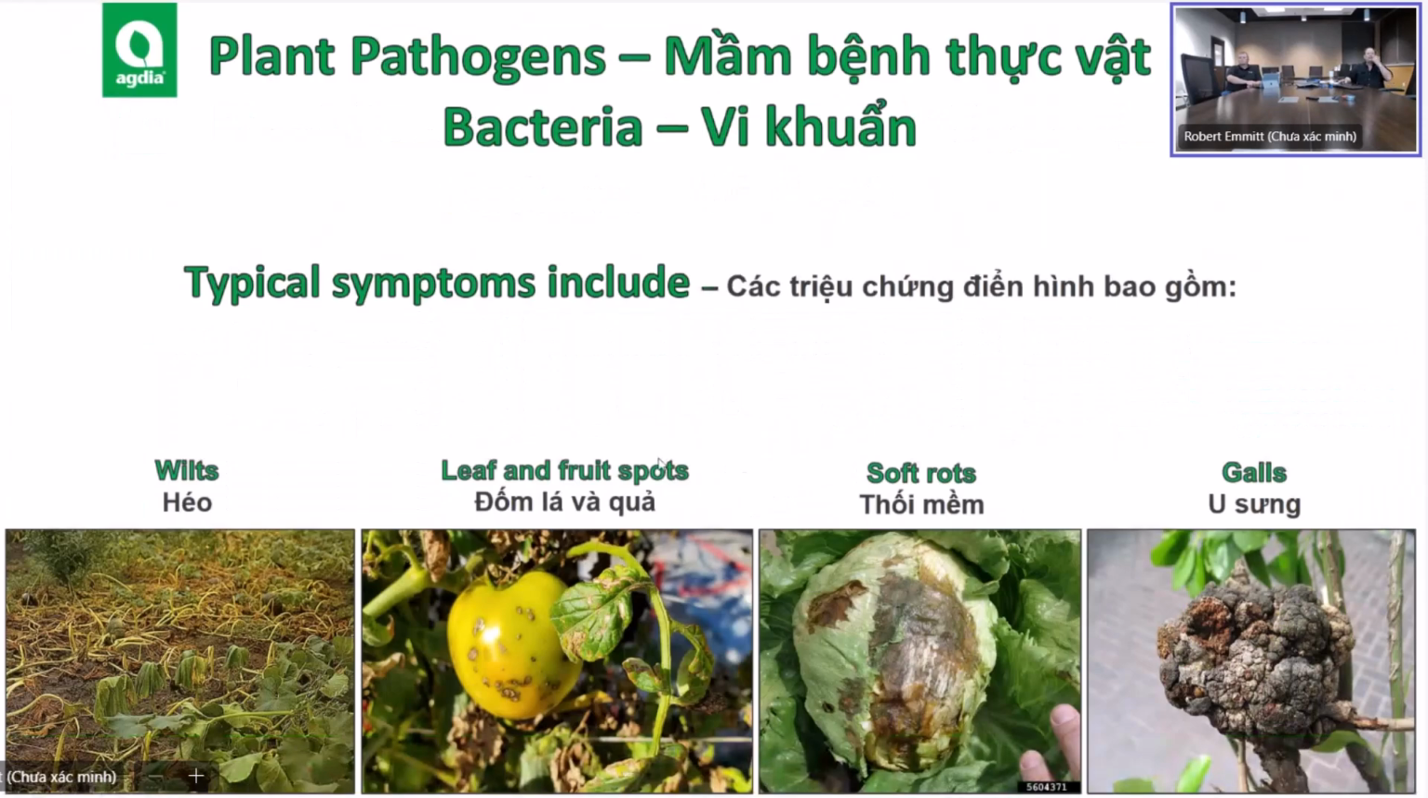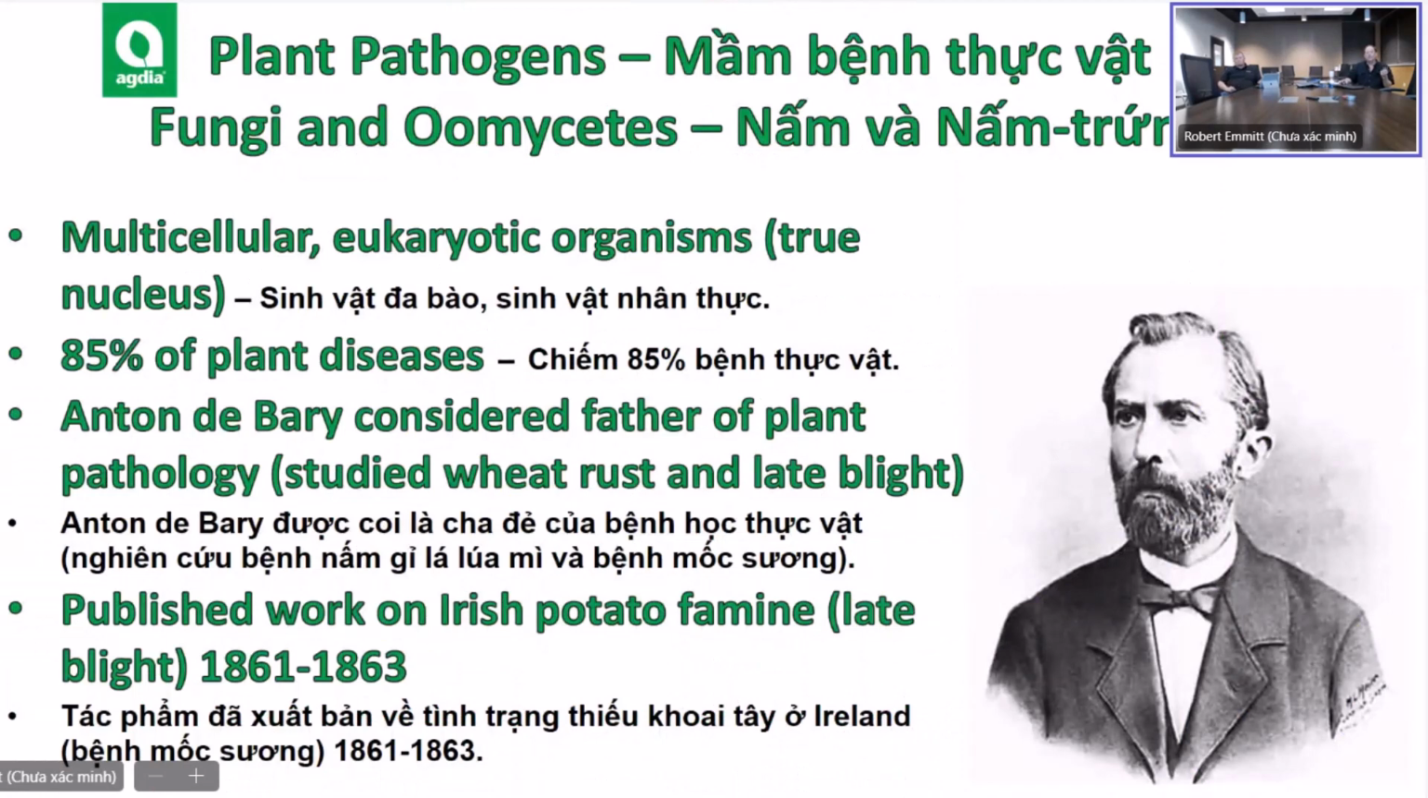Typical symptoms are going to include wilts, leaf and fruit spots, soft rots, and galls. So the next group I'm going to talk about, definitely the biggest group, would be the fungi and the oomycetes. So these are multicellular eukaryotic organisms, so they have a true nucleus. And fungi make up about 85% of the plant diseases that infect plants. So viruses and bacteria, and then basically fungi make up just about everything, well, 85%.